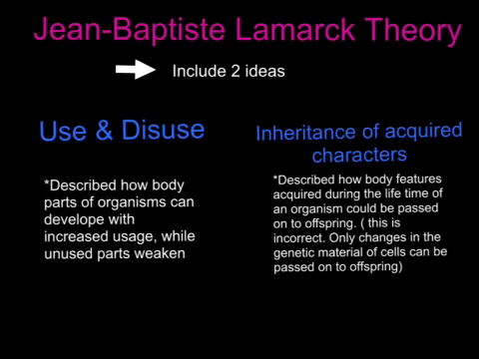Who thought of evolution? The first person to think of this was Lamarck, and he came up with a theory that included two ideas: use and disuse, and inheritance of acquired characteristics. Use and disuse describes how body parts of organisms can develop with increased usage while unused parts weaken. Inheritance of acquired characteristics describes how body features acquired during the lifetime of an organism could be passed on to offspring. This is incorrect. Only changes in the genetic material of cells can be passed on to offspring.